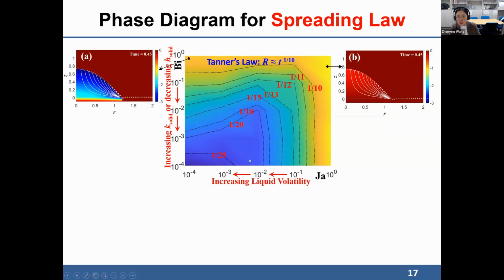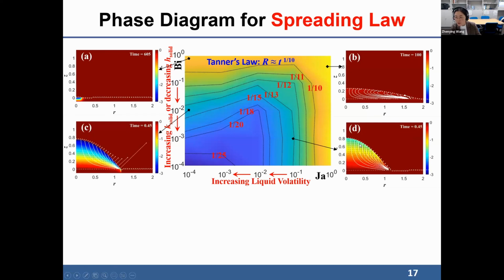Then we checked the flow state at different points of this phase diagram. We can see that when the liquid volatility is very small, or when the substrate conductivity is very low, the droplet spreading is dominated by the capillary effect. In this case, the spreading rate is close to Tanner's law.